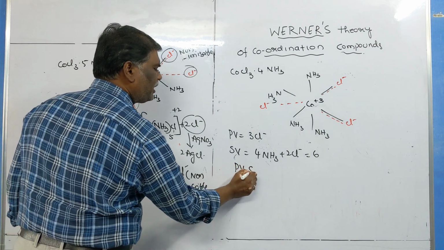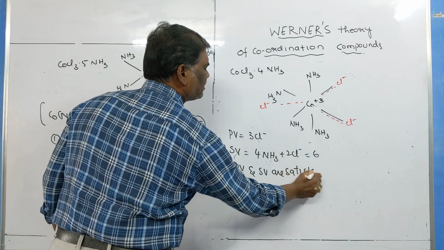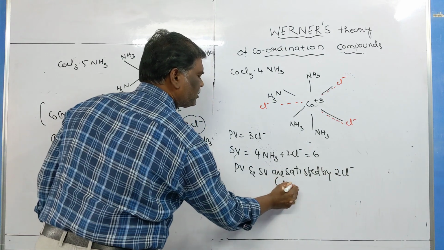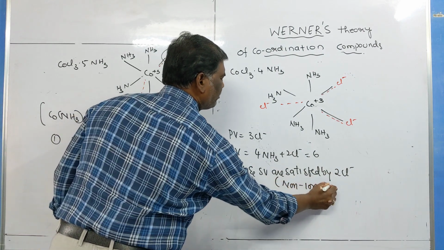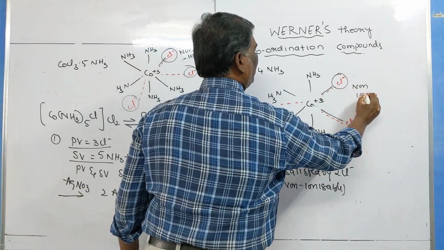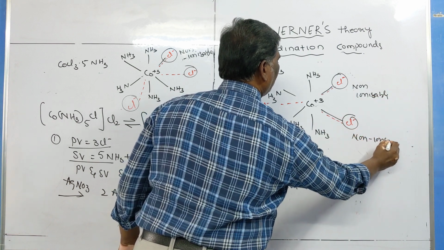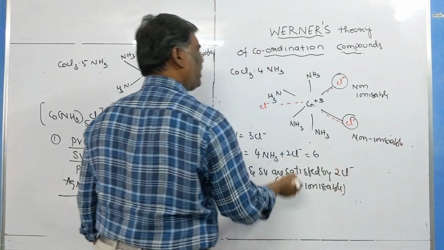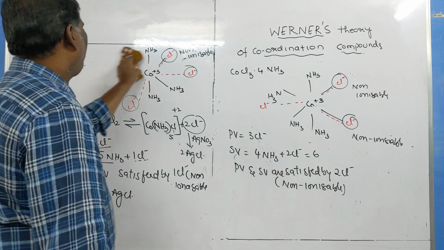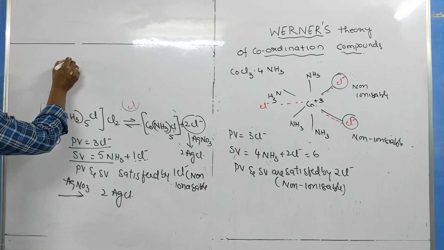Now both primary and secondary valencies are satisfied by how many chlorides? 2 chlorides. You remember these 2 chlorides are non-ionizable. Therefore, the complex on ionization gives 1 chloride only. It ionizes to give how many chlorides? 1 chloride.